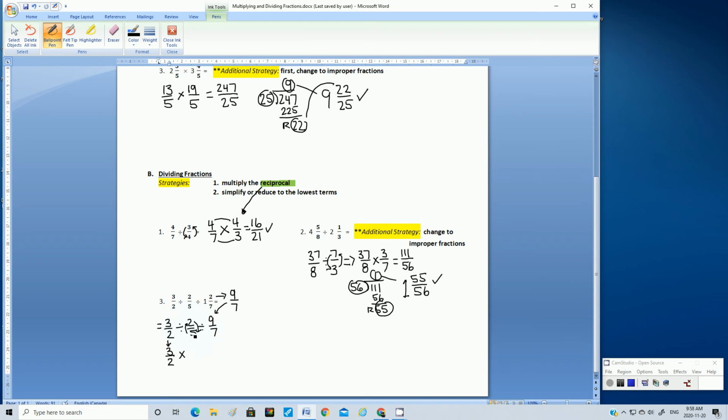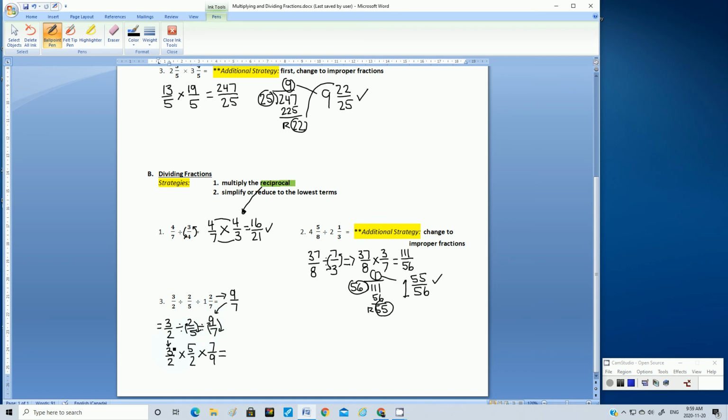So the reciprocal of 2/5 is 5/2. We have another division question. So we change the division sign to multiplication. And because we did that, we have to multiply the reciprocal. So 9/7 flipped upside down, the reciprocal, is 7/9. All right. So we've got a nice, handy multiplication question.